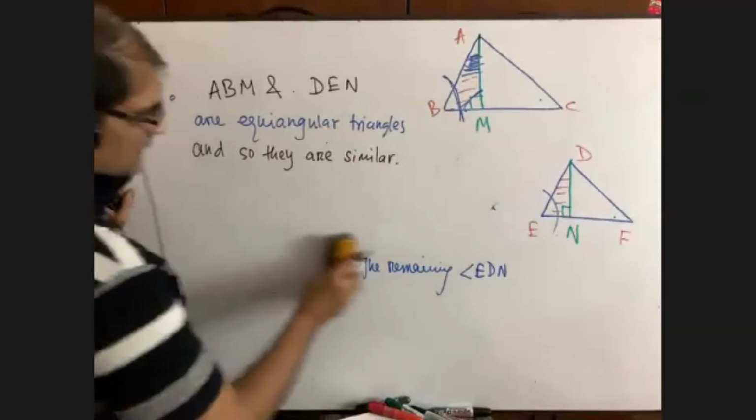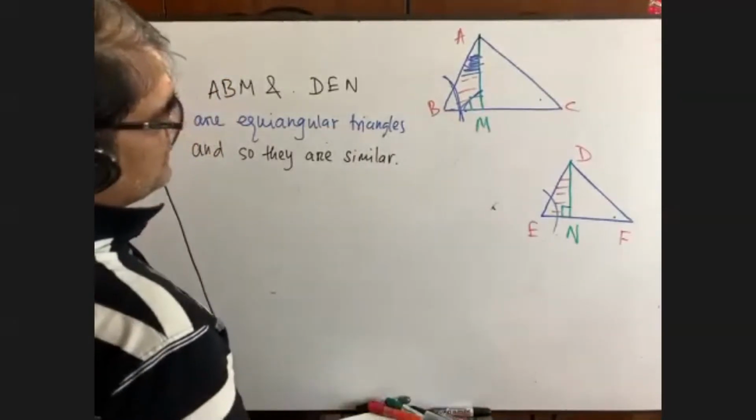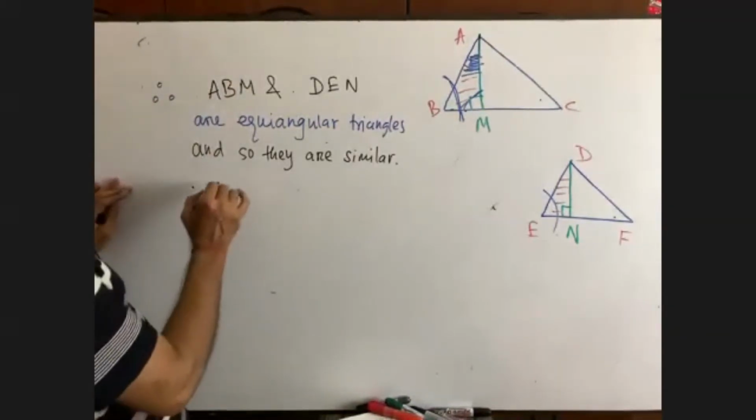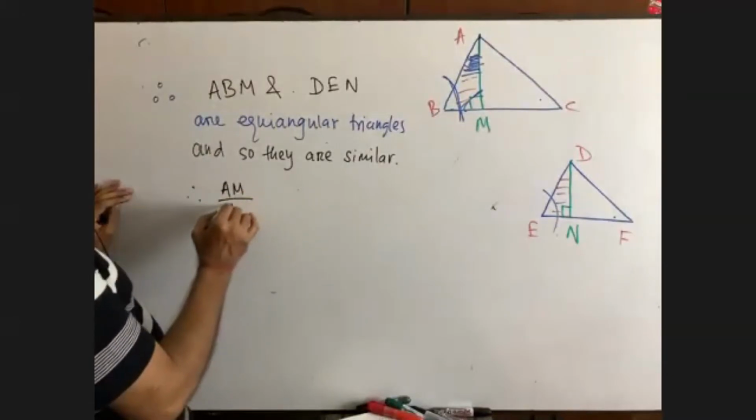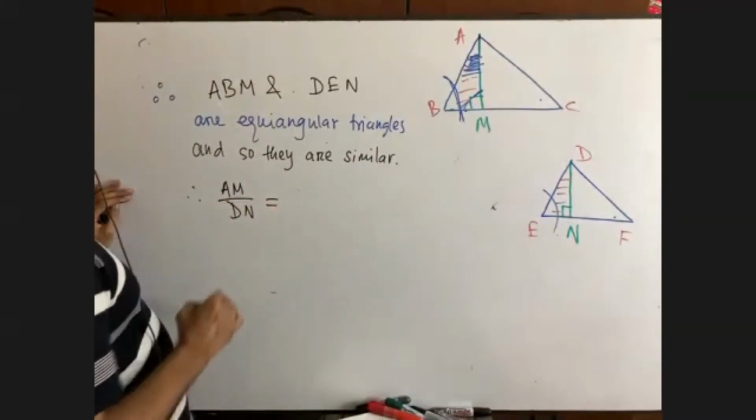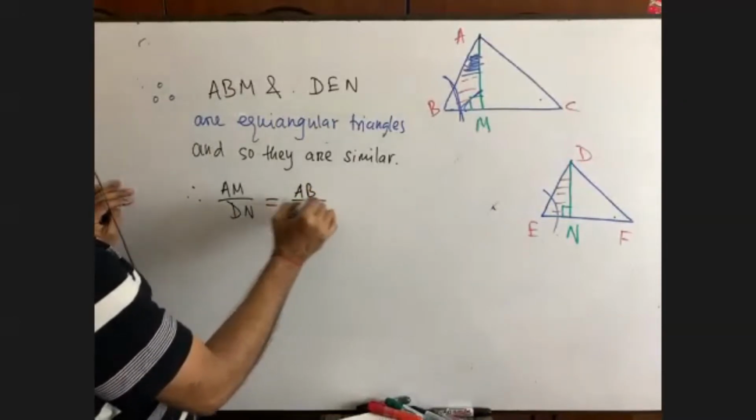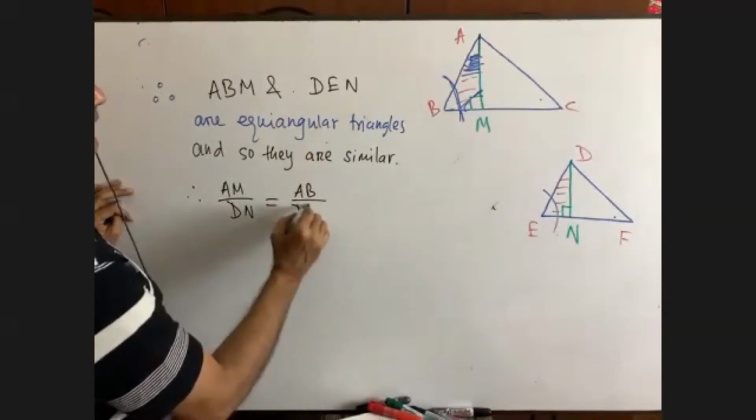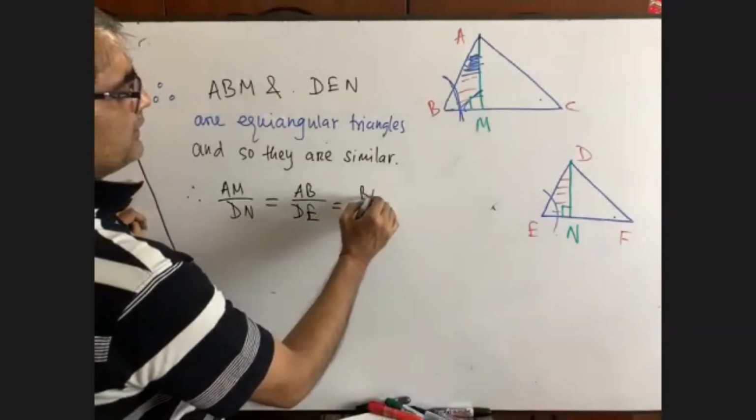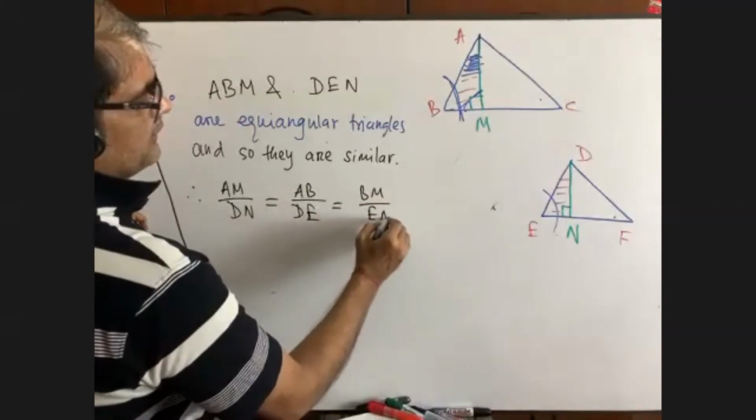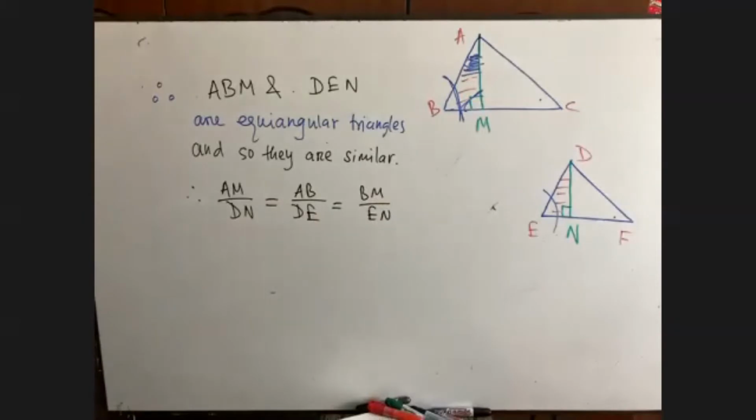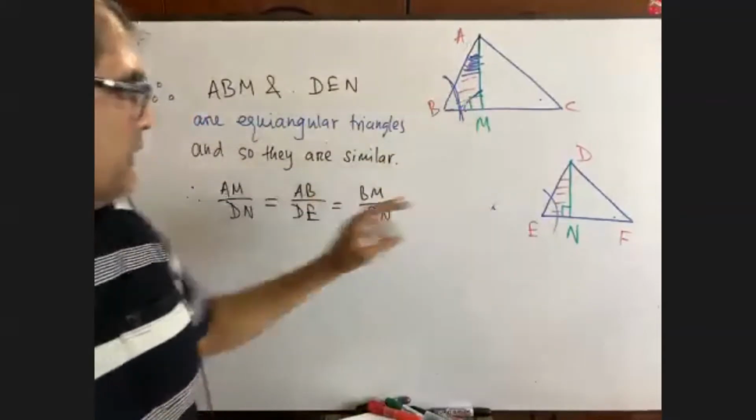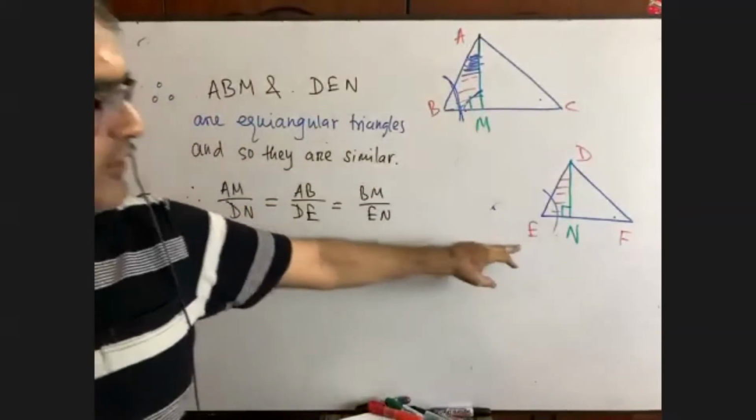If two triangles are similar, then their matching sides are proportional. That means we can write down AM by DN is equal to AB by DE, also can be written BM by EN. This is the height, this is AB, this is DE, AB by DE, this is BM, this is EN.